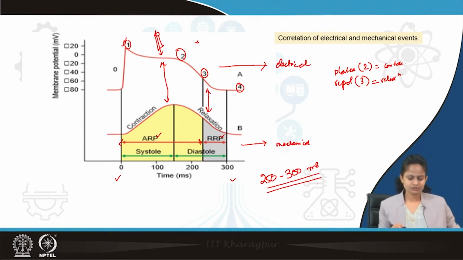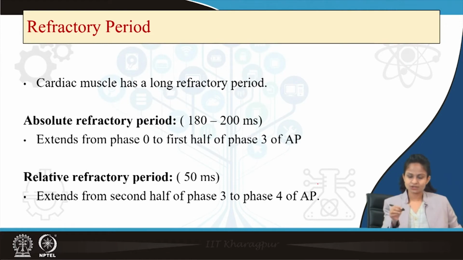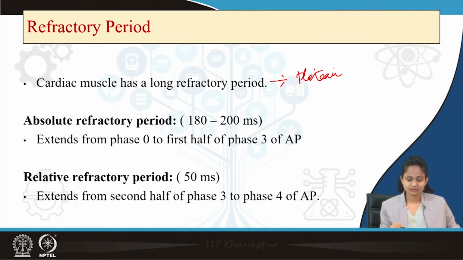Now, this action potential we have taken from the cardiac muscle. So, cardiac muscle has got a long refractory period mainly because of the plateau phase. The absolute refractory period, as already told, extends from phase 0 to the first half of phase 3 of the action potential, and the later 1/3 is the relative refractory period, that is 50 milliseconds and 180 to 200 milliseconds.